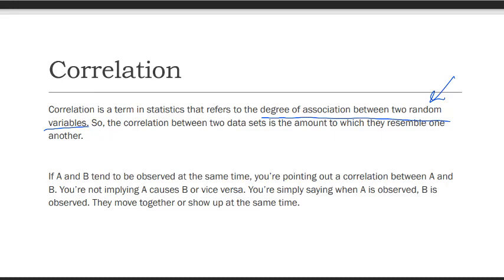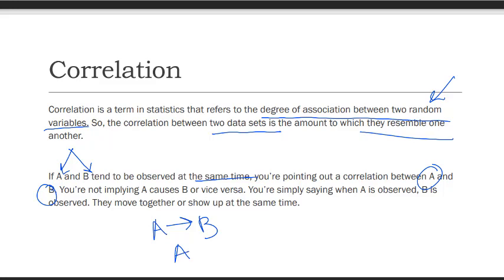So with that being said, then we look at data sets. It could be two data sets or more, obviously, and in many cases they can resemble one another. So if we look at it in these terms, if A and B tend to be observed at the same time, then we are pointing out that there is a correlation between A and B. Now, we're not necessarily saying that A is the thing that caused B to occur. We're just saying that these two things occurred at the same time. They don't necessarily prove that A is the thing that caused B.